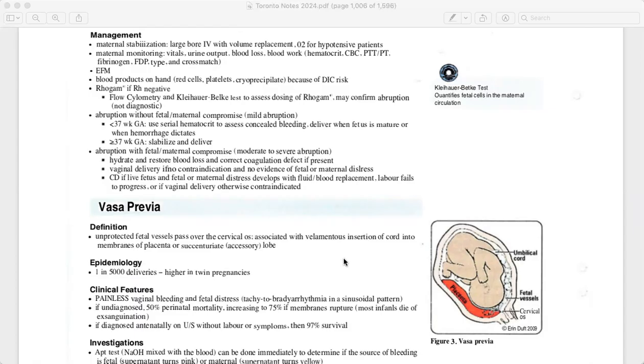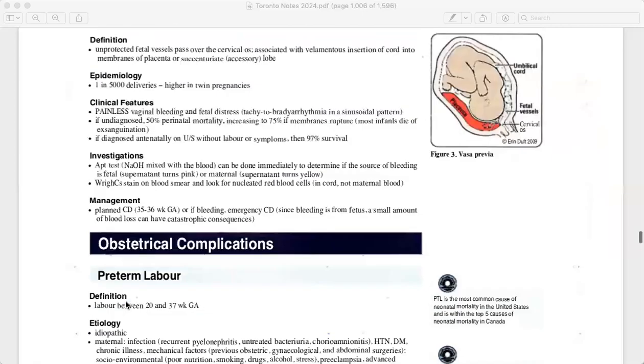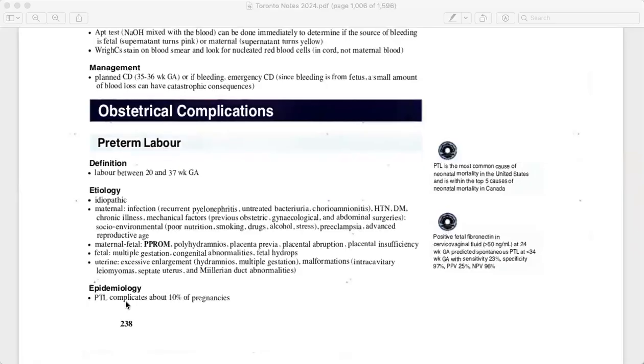Vasa previa is painless vaginal bleeding and very rare, higher in twin pregnancies, kind of very uncommon. So that's why we don't usually do that one. So you can do an APT test or Wright stain on the blood smear to find out, and usually we go for the planned cesarean delivery. Coming to preterm labor, it is one of the common complications of STIs, especially bacterial vaginosis, as we already discussed. So the most important is infection, HTN, diabetes mellitus, chronic illness or mechanical factors, social factors, preeclampsia and advanced reproductive age. Maternal factors are PPROM or polyhydramnios or all of those conditions.